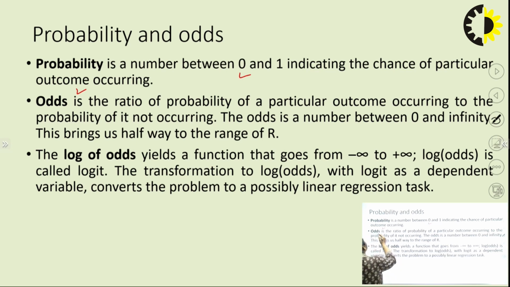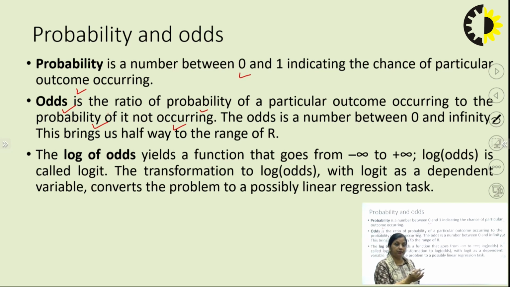Now another term we are defining here is odds. What is odds? Probability is between 0 and 1. When we take odds, it is the probability of a particular outcome occurring to the probability of it not occurring. It means P upon 1 minus P. If P is the probability of occurring, then 1 minus P is the probability of not occurring. So it is the ratio of occurring and not occurring probability. So the odds is a number between 0 and infinity.